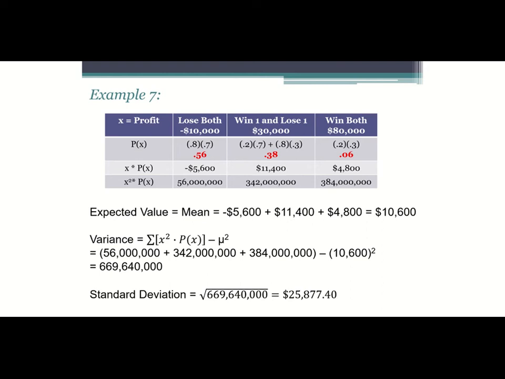Standard deviation is the square root of that number. Our standard deviation is $25,877.40. This is telling us how spread out our data is, and to be more specific, it's telling us the average distance from the mean for all of our data values. It makes sense that this is a big number, especially when viewed in relation to our mean. It's more than twice as big as our actual mean is. When we look at the range of values, we can win 80,000 or lose 10,000. That's a big range, so it makes sense that we'd have a large standard deviation.